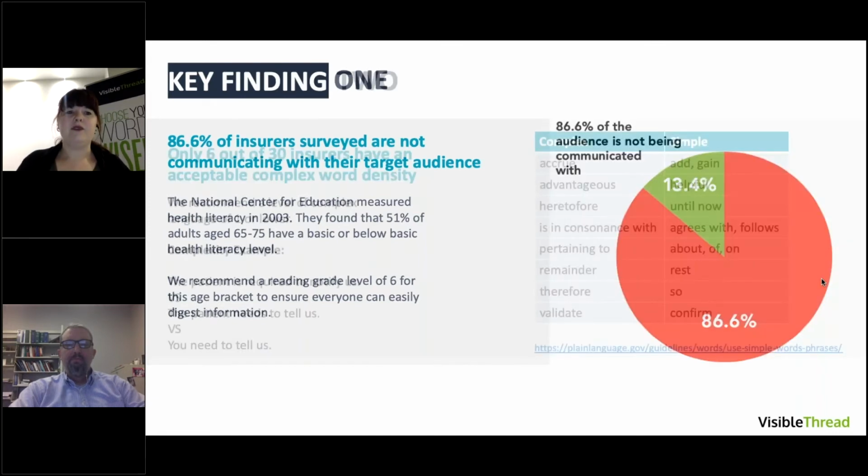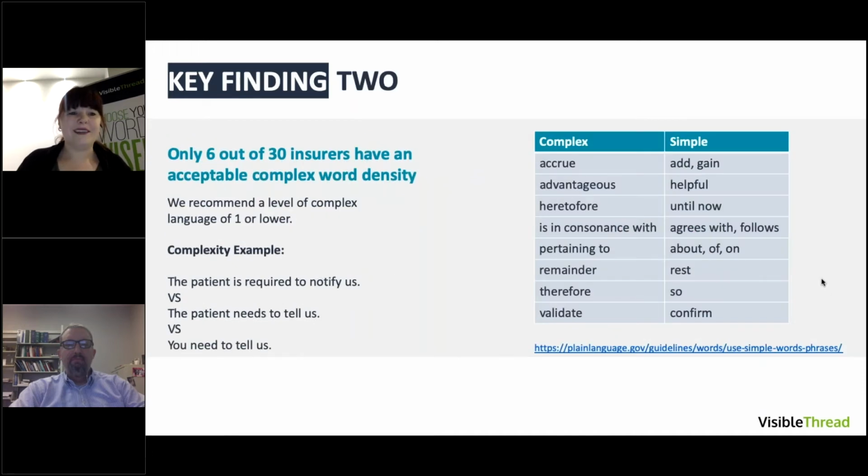The next thing we found was a lot of complexity, and only 6 out of 30 insurers had an acceptable level of complexity. And an example here, so we always look at plainlanguage.gov. The link is there on the right. We have some great examples of complex language versus simple language.